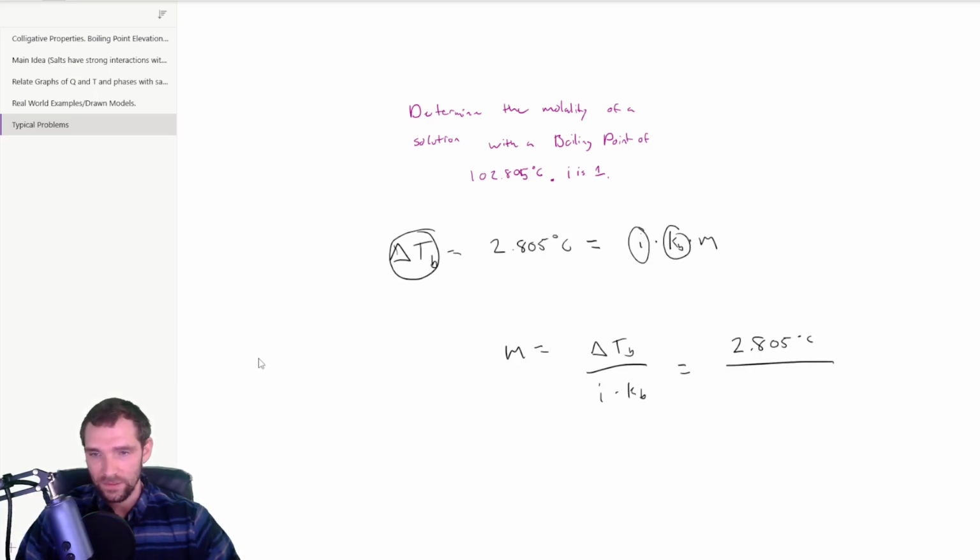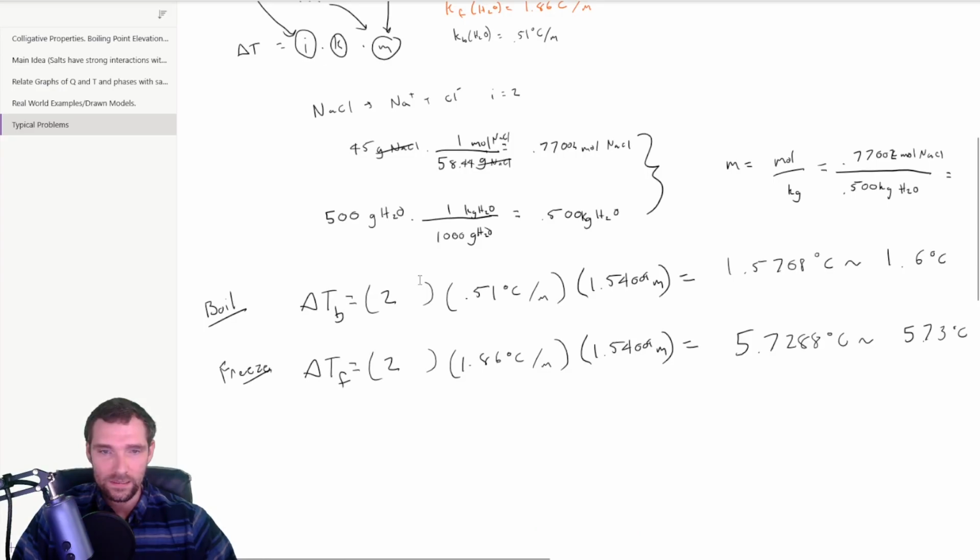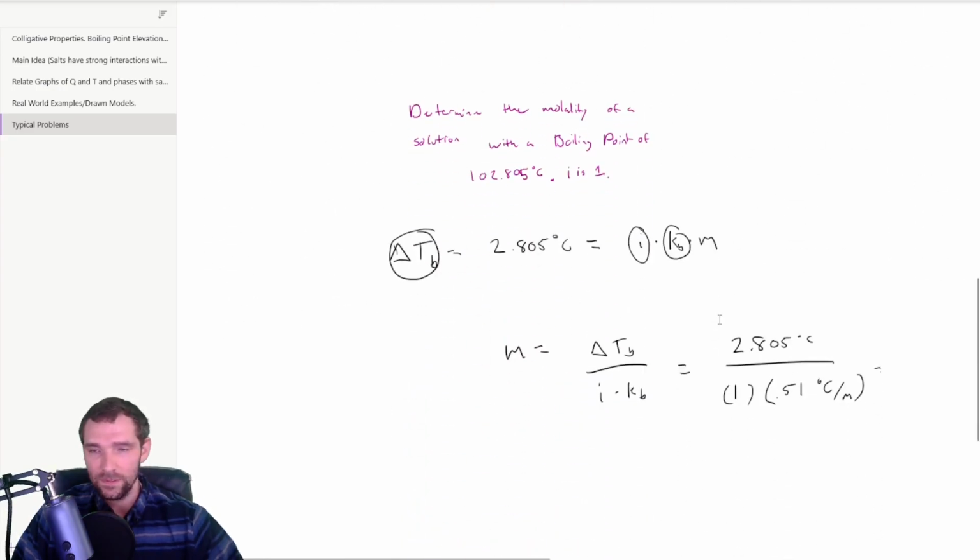The i for this was 1. You do need to know that. This could be a number of different chemicals, but they're just breaking up, or when they are put in solution, they just stay as a single unit from the chemical's formula. So we've got 1 particle there, and that's going to be times the Kb, which I think was the 0.51 degrees Celsius per molal, right? Just double check that. Yep, that's the Kb.